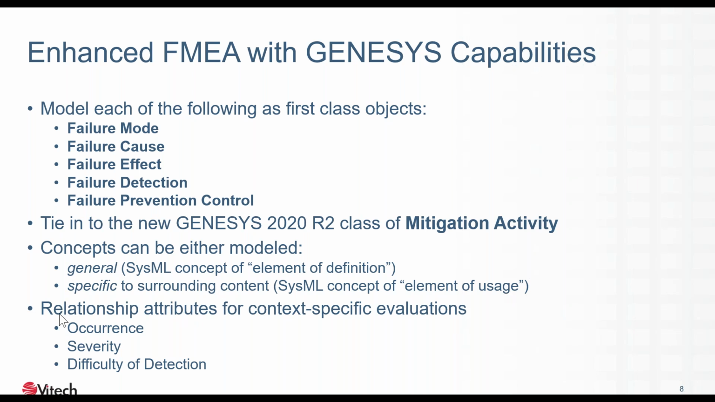And then when we do that scoring, the scoring is done on relationship attributes. And so we have occurrence, severity, and difficulty of detection. And I'll show you both in the schema and then in the tool how you would set those. All right, so those are the key high-level concepts.